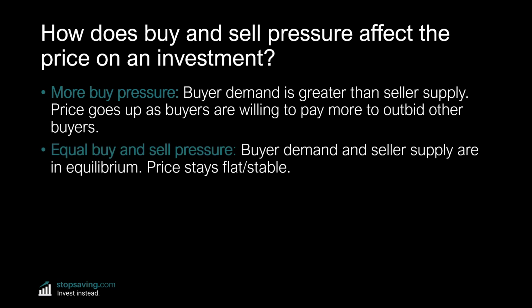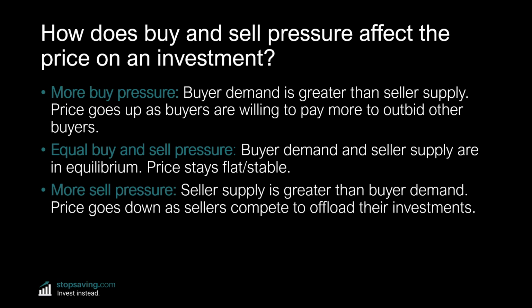When there's equal buy and sell pressure, buyer demand and seller supply are in equilibrium, and the price stays flat or stable. And when there's more sell pressure, that means seller supply is greater than buyer demand. This causes the price to go down as sellers compete with each other to offload their investments as fast as they can.